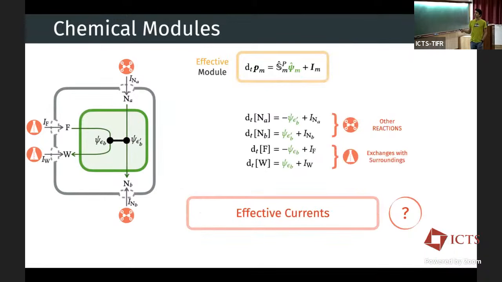Okay, so the question is, we started with the elementary structure of the module. We found this way to simplify it to effective reactions between the terminal species, and we ended up having these currents that depend on the concentration of the terminal species. But how do they depend on the concentration of the terminal species? Well, there are different ways to compute how these currents depend on the concentration of the terminal species.